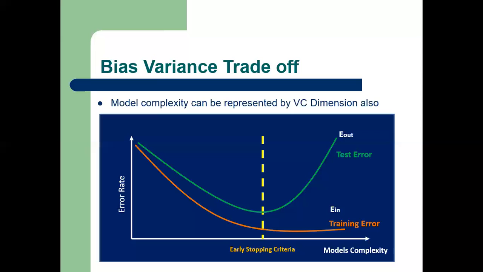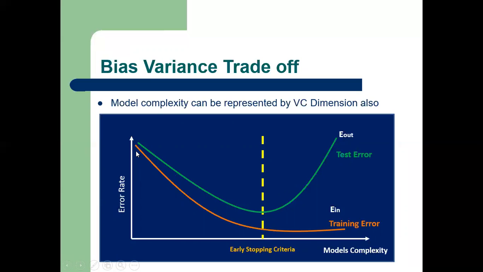The effect of the model's complexity is represented here in this figure. This figure explains a very important concept called the bias variance trade-off. Now the model complexity can alternatively be represented using another concept called VC dimension. In this figure, you can see the train error, indicated as E in, with the orange line, and the test error indicated with the green line.